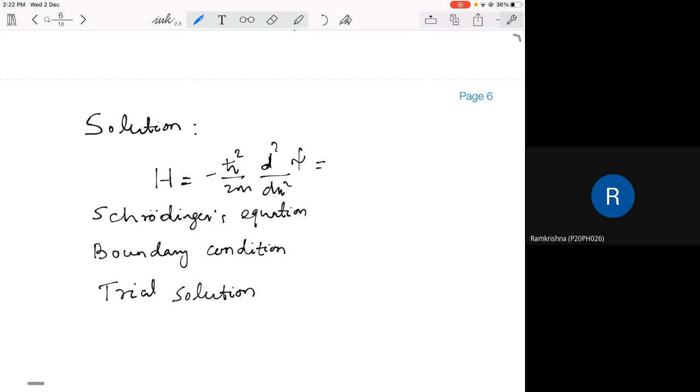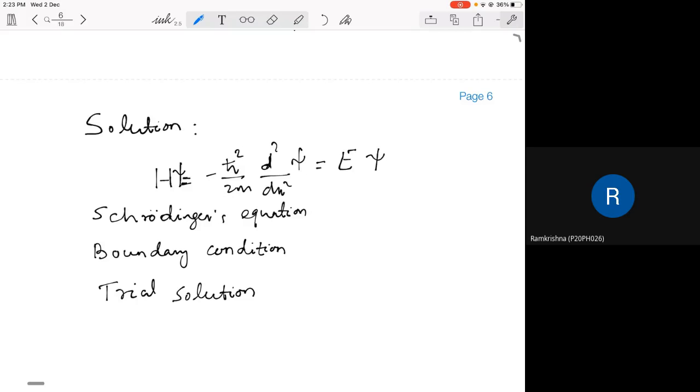The potential V, of course you have to make sure, is zero within the box. Since the particle is within the box, we are not worried about what is happening outside the box. So within the box the potential is zero, so H psi will be equal to E psi. You can write it down in this form. This is basically the Schrodinger equation.